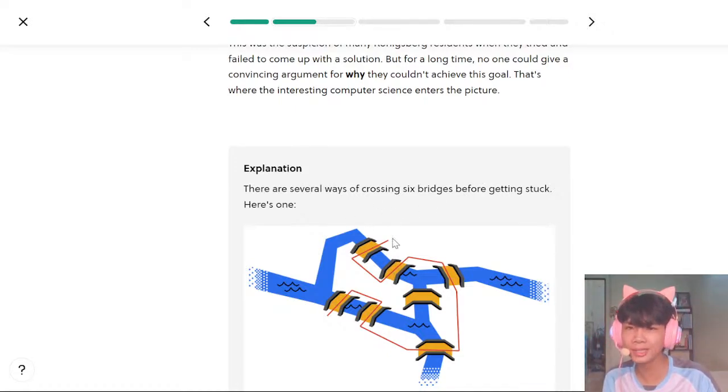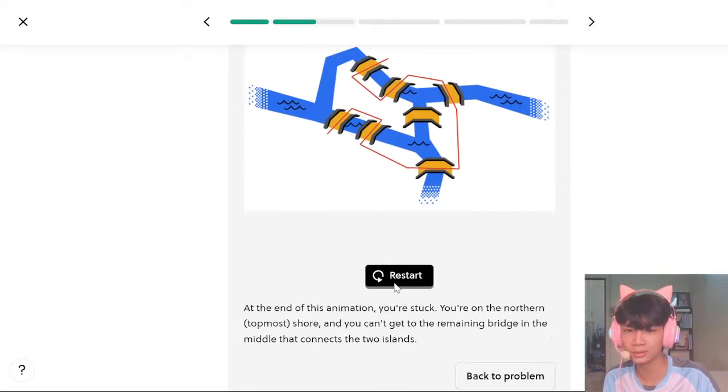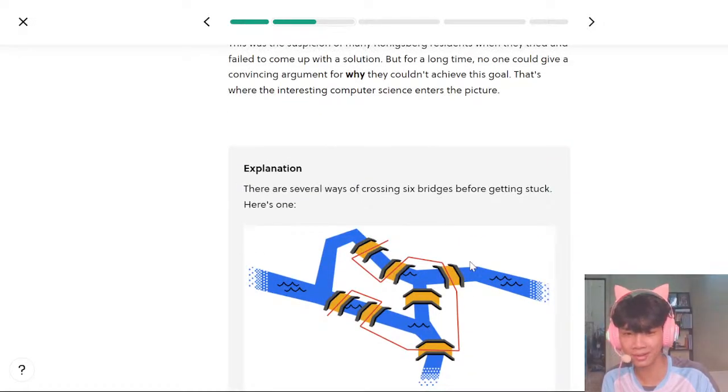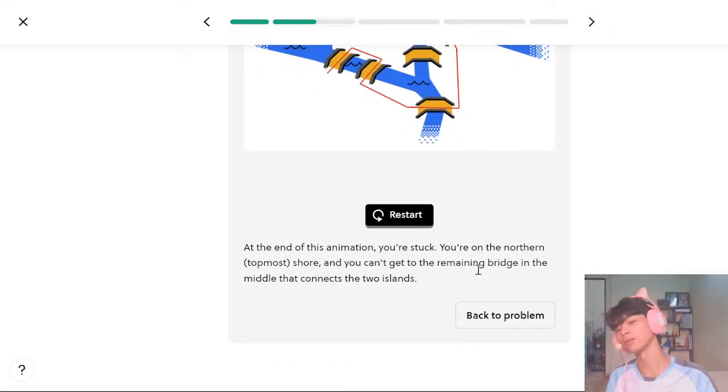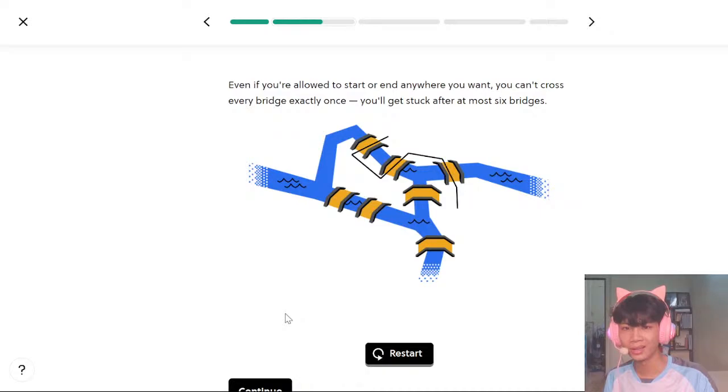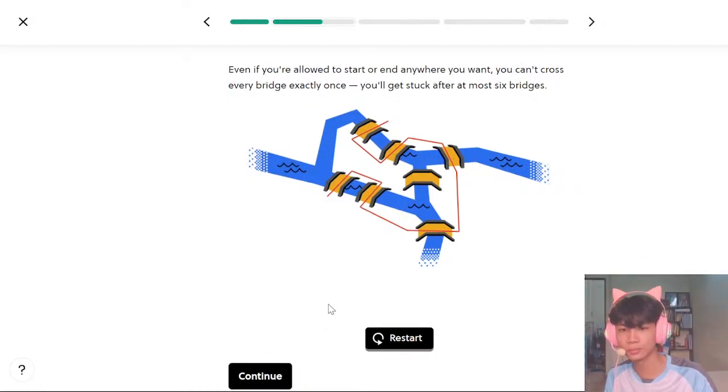If it's 6, I can do it. It's easy to get 6. I think about 7. If it's 7 we couldn't, but for 6 we can. Even if you are allowed to start or end anywhere, you can't cross every bridge exactly once. You'll get stuck after at most 6 bridges.